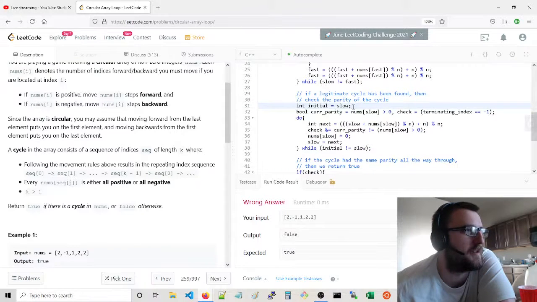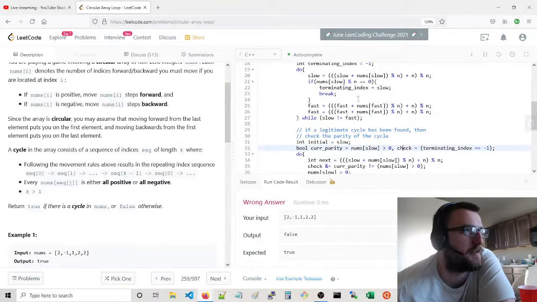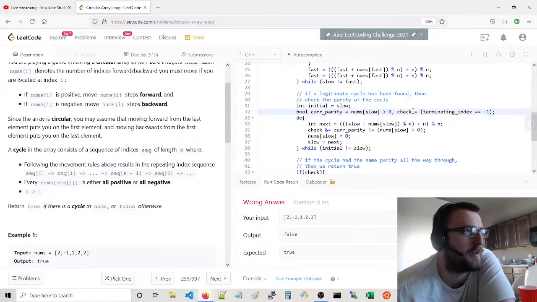Then we say initial is slow. While initial is not equal to slow. Next, current parity is true. Terminating index is -1, which it is, so check is true, right? Current parity is true. Next is going to be this guy, to 1. Check the parity of this, which is true, true, and true.